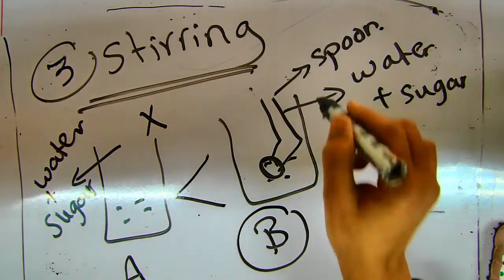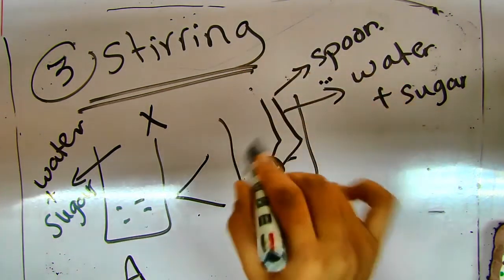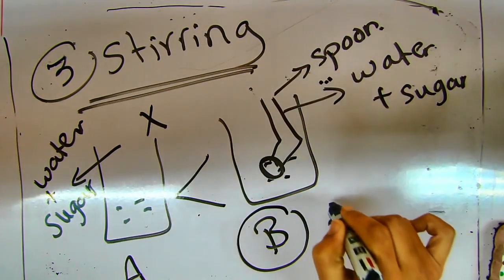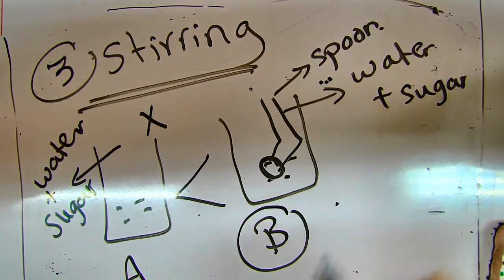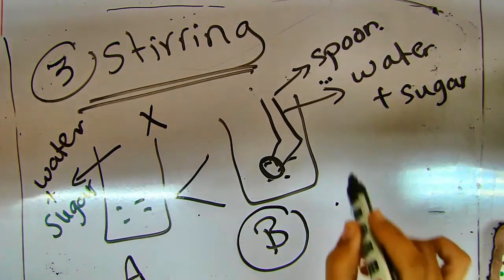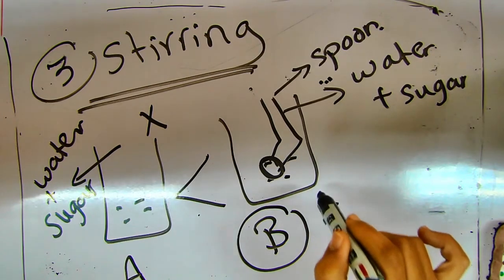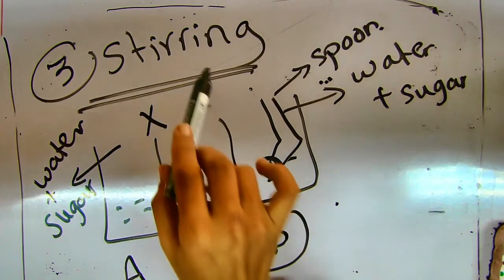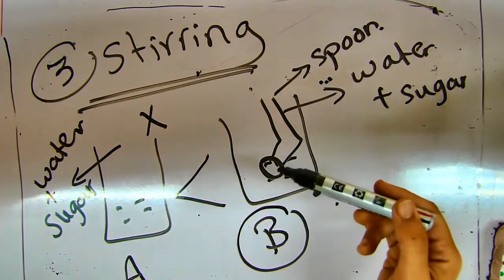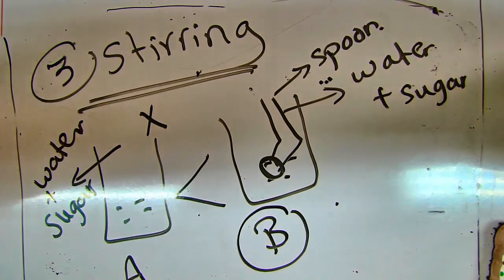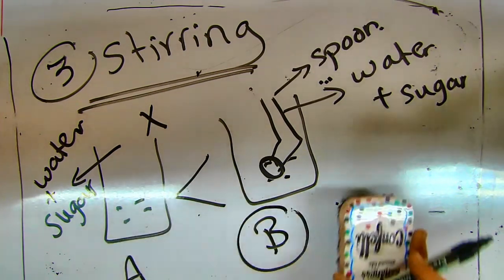Why? Because I used the spoon to stir the solution. It will take a short time to dissolve. Again, stirring increases the speed of the solubility process. If I use the stirring process, it increases the speed of the solubility process, unlike when I didn't use stirring.